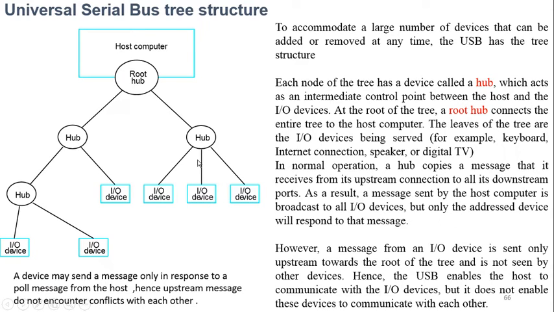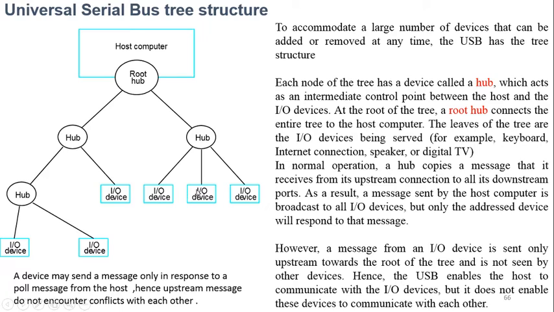But in the reverse data transfer order, that means from a particular IO device to the host computer, the data transfer follows a single path. That means the data is transferred from this particular IO device to the host computer system just following this path: to this hub first, then this hub receives the data and forwards it to the root hub, and from the root hub to the host computer.